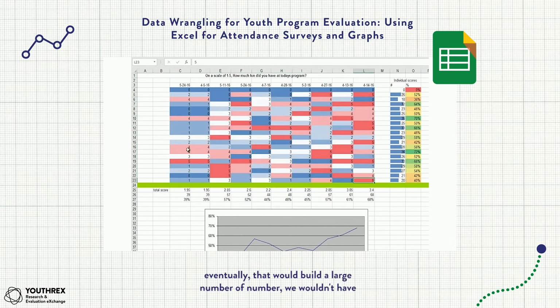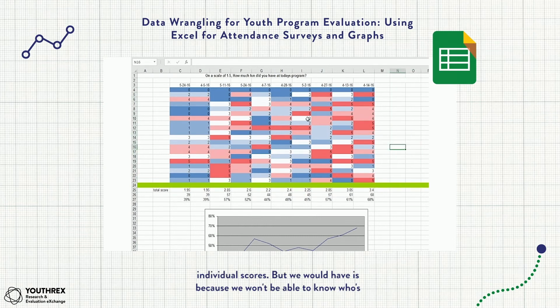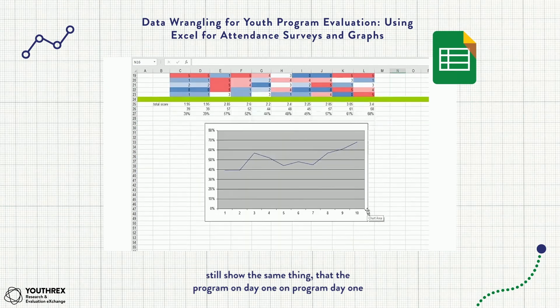Eventually that would build a large number of scores. We wouldn't have individual scores, because we wouldn't be able to know whose answer was whose, but we would have basically the same chart. We'd have all the numbers together and we'd be able to figure out the day scores, and it would still show the same thing: that the program on program day 1 was not very great, but on program day 10 it was fantastic.